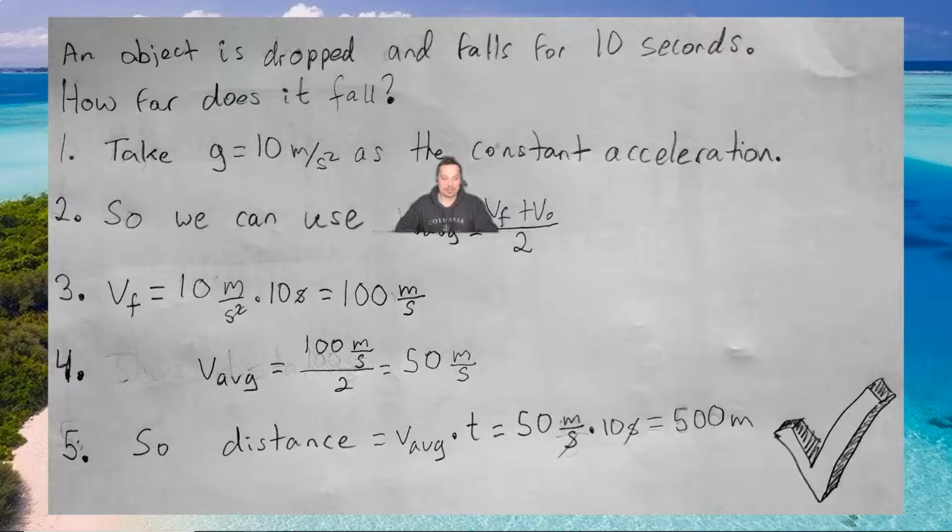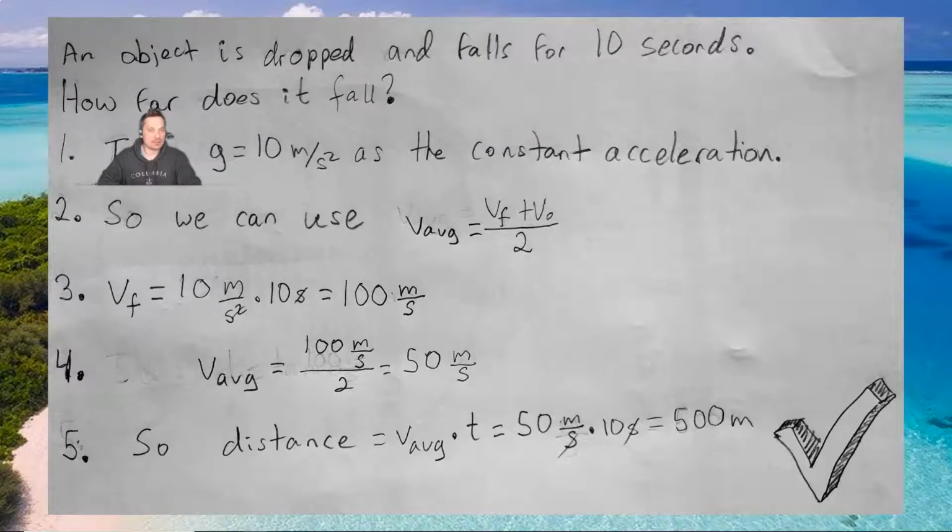Hello, in this one, let's take a look at solving the following physics problem. An object is dropped and falls for 10 seconds. How far does it fall? And that is all that you are told. So we have to assume some things.